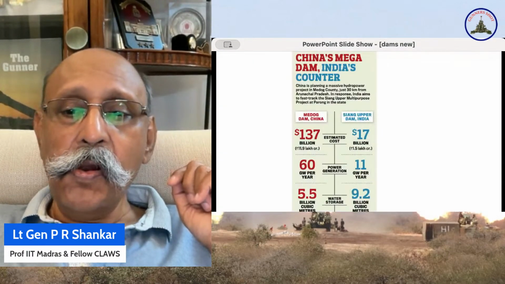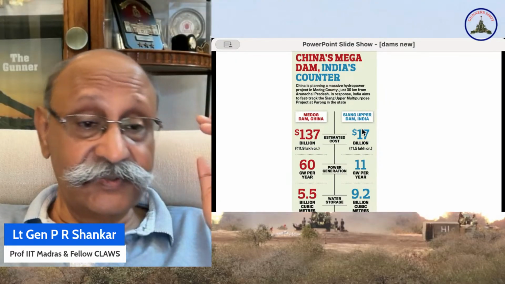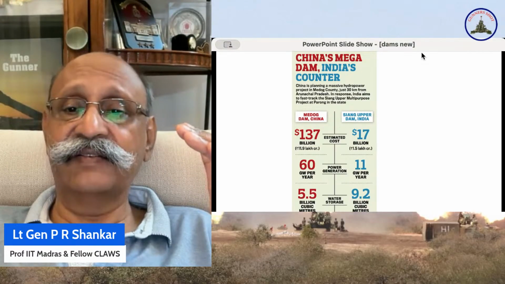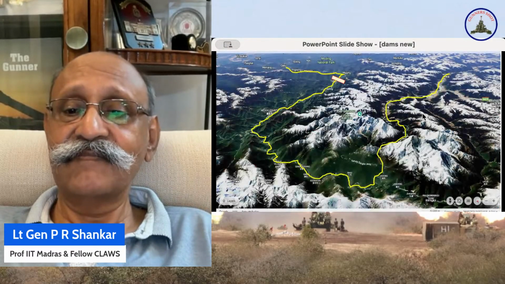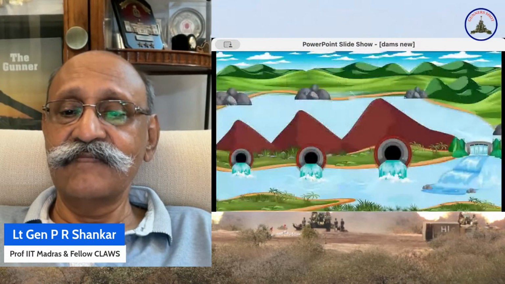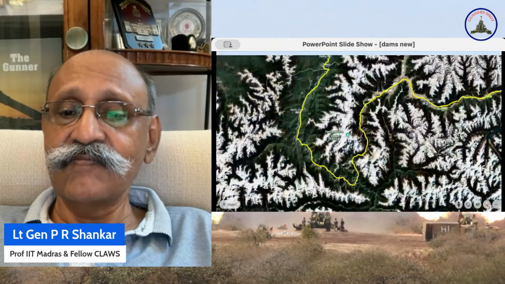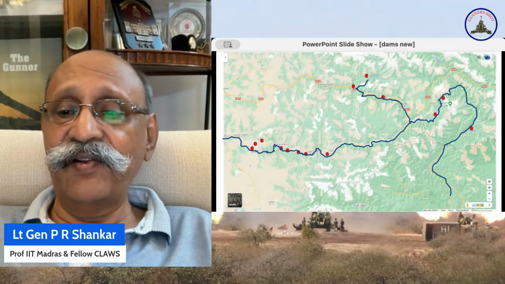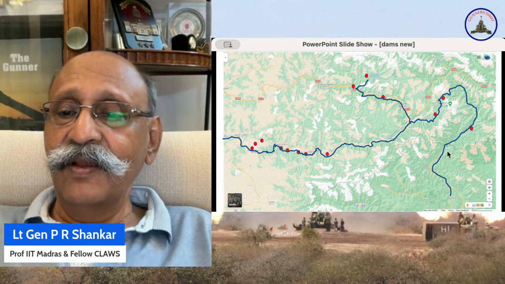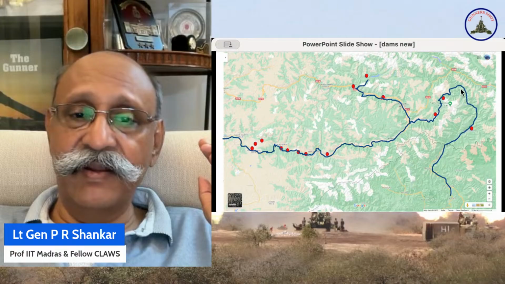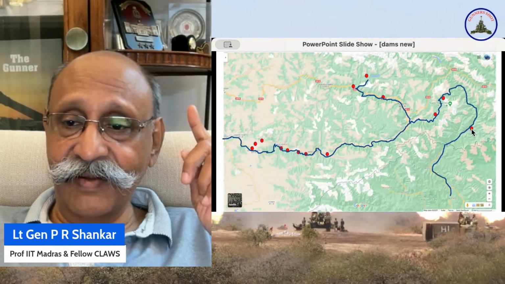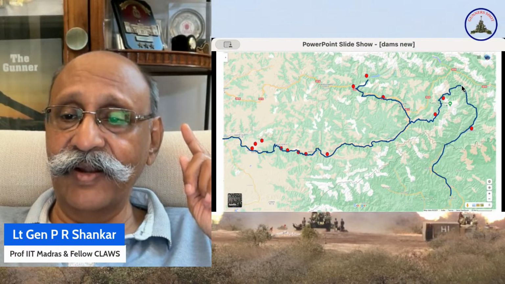Now people ask, how do we counter this? The counter to this is this. I'll go back a little, and you would understand. What is our interest? This is the Siang portion. Our interest is if they put a dam here, which they're planning, not here. This is a wrong thing. I put it long back. This dot is a wrong dot. The dot will come here.